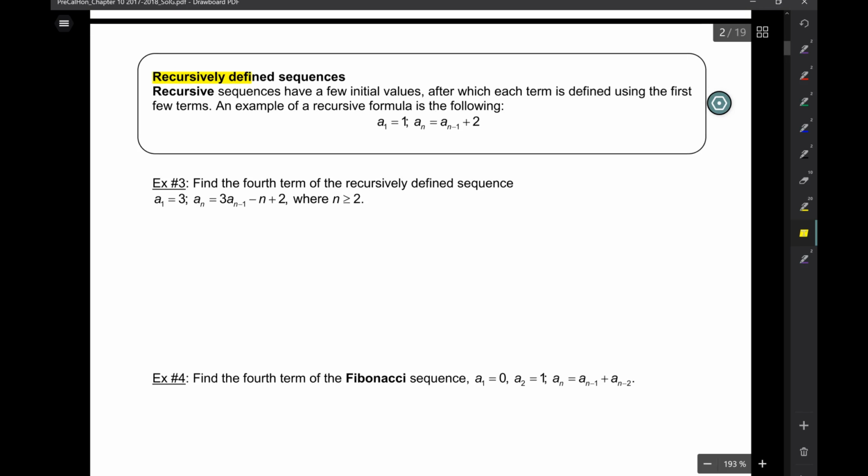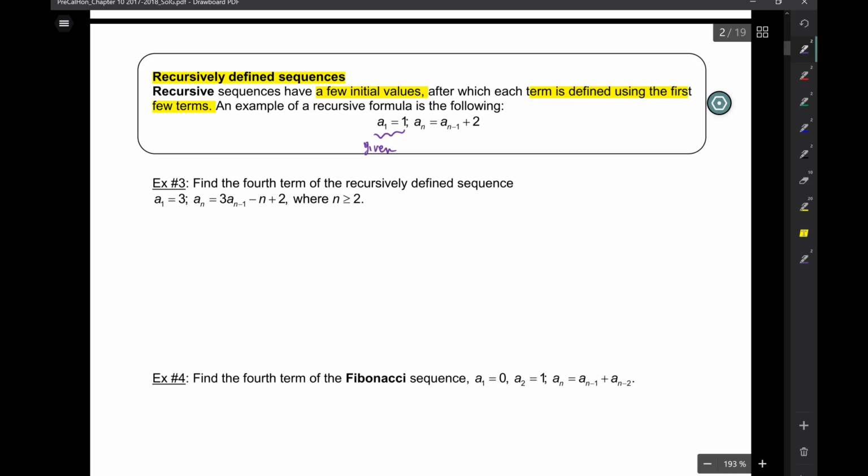Okay, so recursively defined sequences. A recursive relationship happens when you have a few initial values, and then after a certain point, each new term you have to find uses the terms that came before it. Okay? So you have a few initial values, and then each term is defined using the first few terms. So for example, take a look at this one. You're given A1 equals 1.